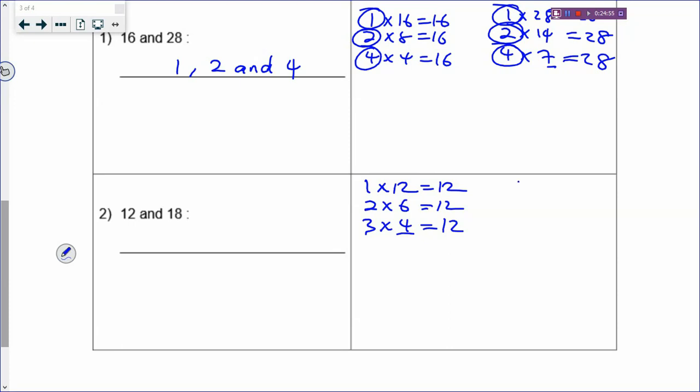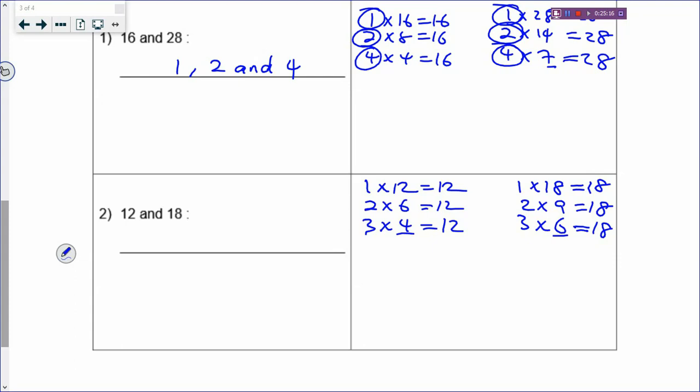Factors of 18. So 1 times 18, and then 2 times 9, and then 3 times 6. Is 4 a factor? You just take 18 divided by 4. Do you get a remainder? If you get a remainder, that is not a factor. 5 times 4 equal 18? Cannot. 6? Have already. There's a 6 there.